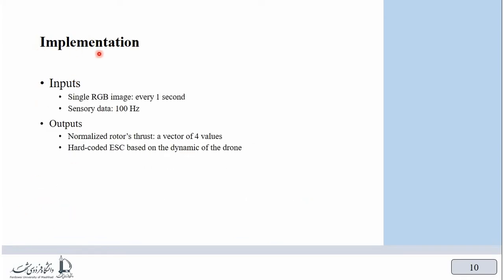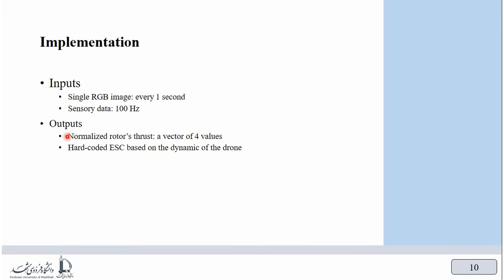So to overview our implementation details, our input was a single RGB image that was provided every 1 second. After receiving such an image, we decided to proceed with 100 steps of simulation. So the sensory data that is going to be fused with the abstracted features from the single RGB image was read at 100 Hertz, and the simulation steps on the second module would be done for 100 steps.